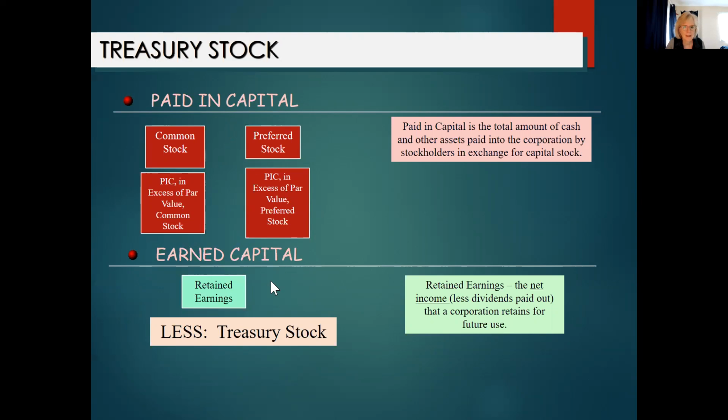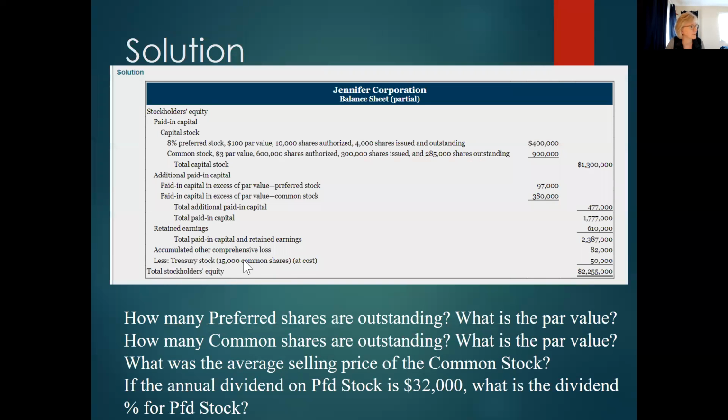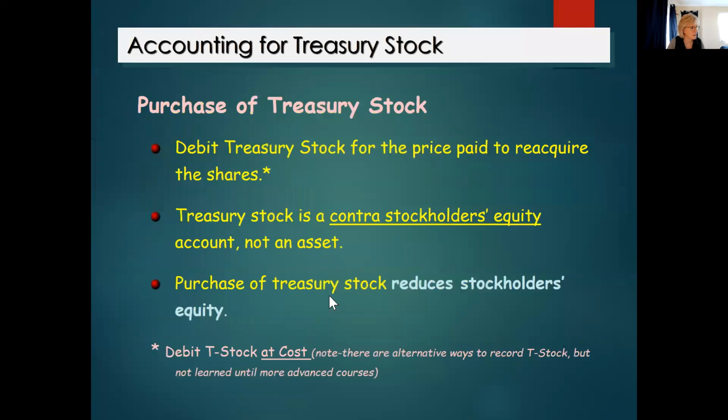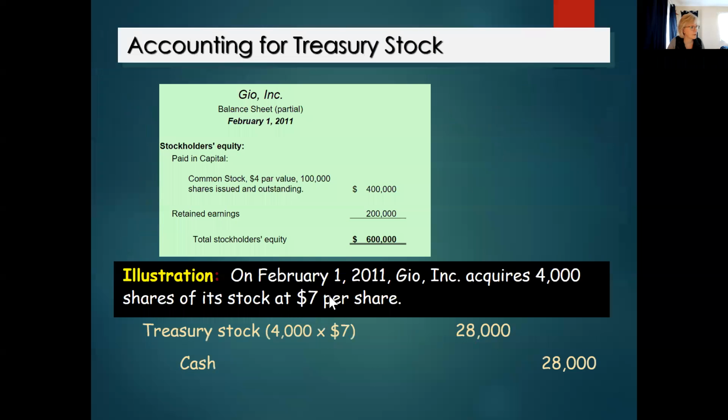Your earned capital is retained earnings, and after your paid in capital and your earned capital, that's when we subtract treasury stock. And so that's what we did here, less the treasury stock, okay, at the bottom. Treasury stock journal entry is so simple. So I'm gonna jump ahead and show you the journal entry.